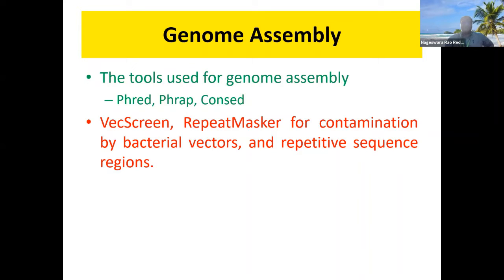These are the tools we have learned, and we have learned of other available tools also. At the same time, we have learned how vector screening can be used to identify vector contamination, and how RepeatMasker can be used to identify repetitive sequences and overcome the repetitive problems during assembly. This is all we have learned in genome assembly. So is it clear with the genome assembly part?